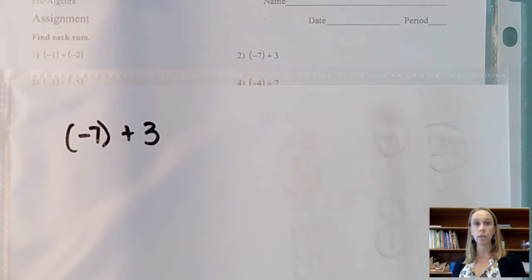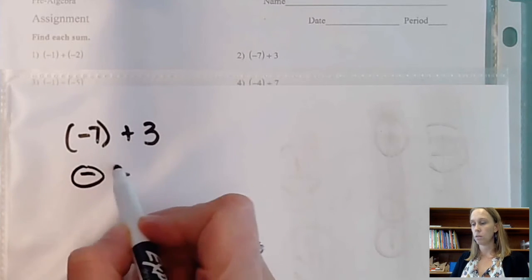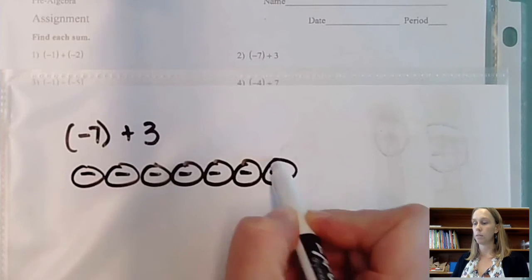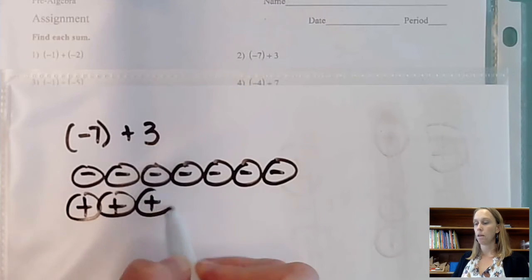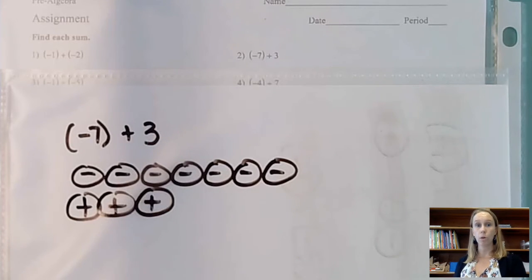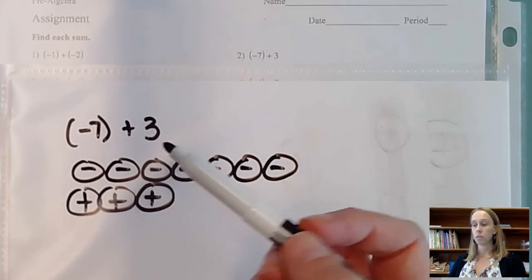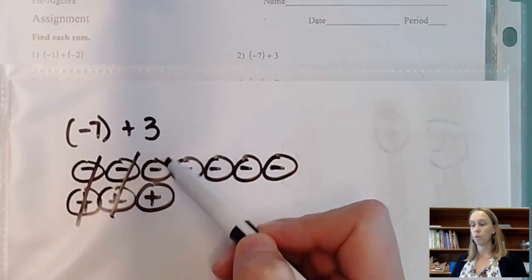So if I have -7, 1, 2, 3, 4, 5, 6, 7, and I want to add 3, I can look and cross out my 0 pairs. So anytime I have a negative and a positive together, they make 0. They cancel each other out. So now I'm going to eliminate my 0 pairs. There's 1, there's 2, there's 3, and I'm left with -4.